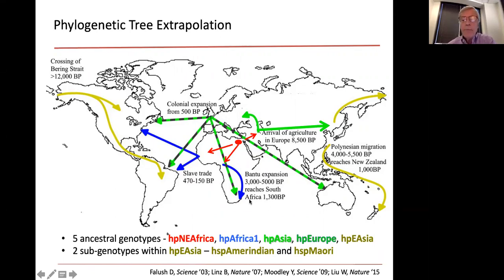Over time, 5 different genotypes developed: HP Northeast Africa, HP Africa 1, that's the southern and the West Coast Africa strain of a species of H. pylori, HP Asia, and HP Europe, and then the HP East Asia really developed two subgenotypes, HP Amerindian and HP Maori.